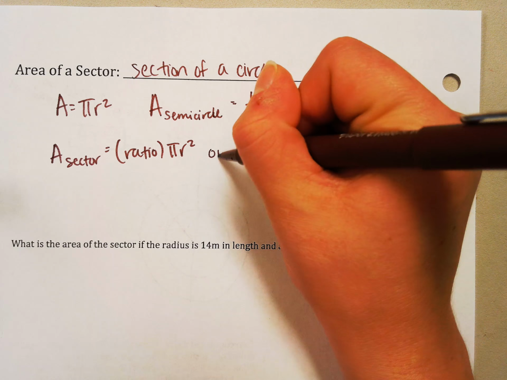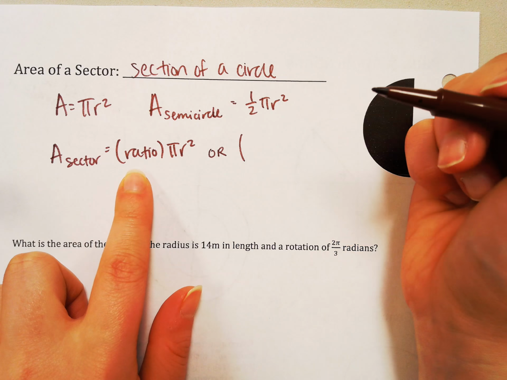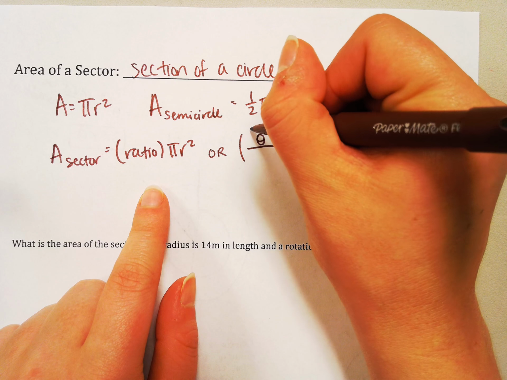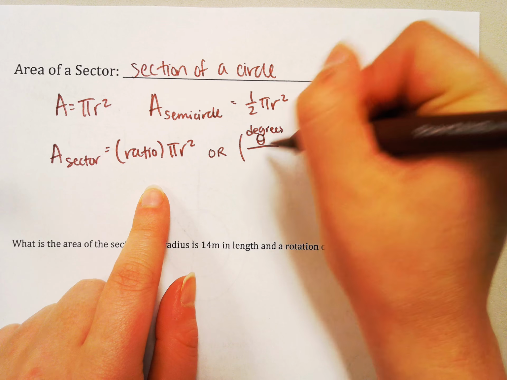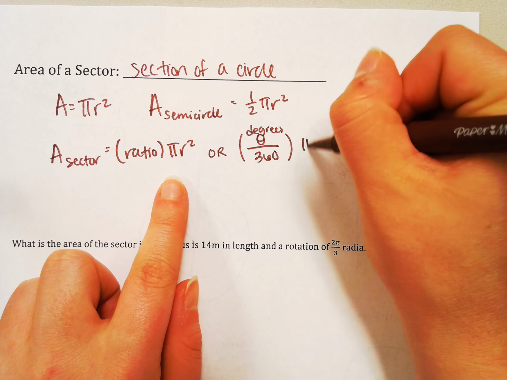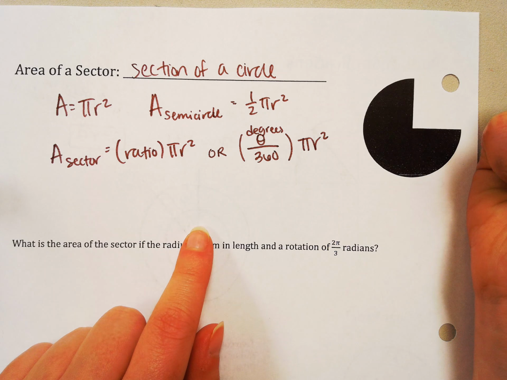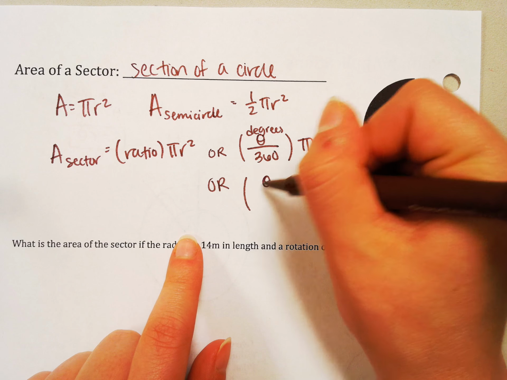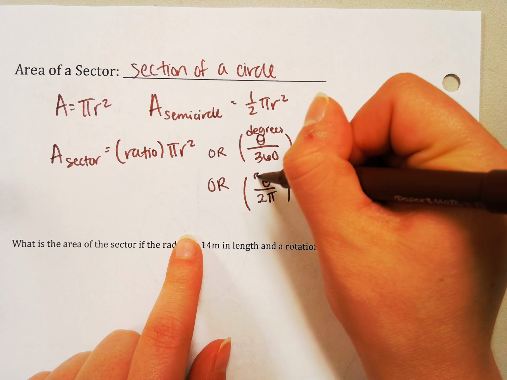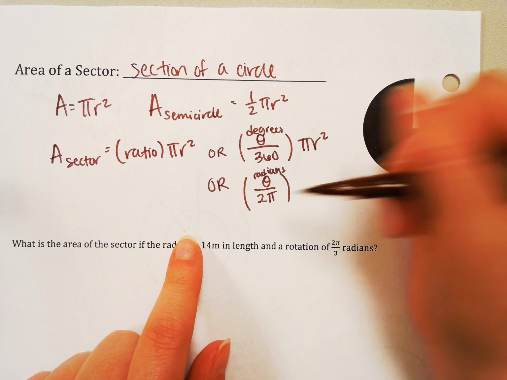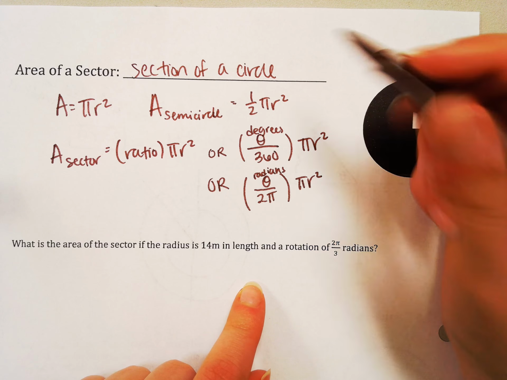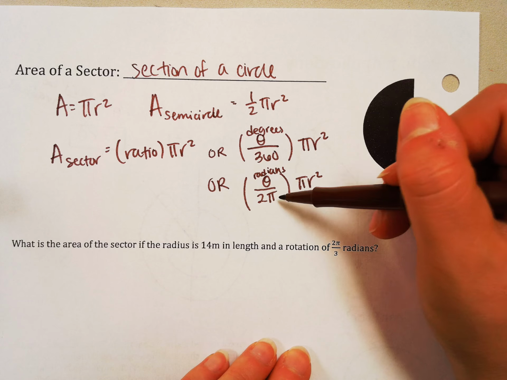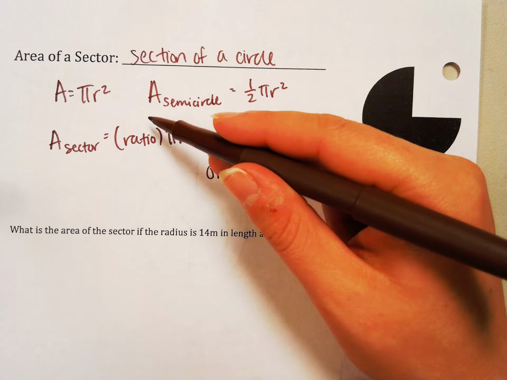So we could write this instead of a ratio of amount of a whole. Amount of a whole could be like some theta in degrees out of our entire whole, 360 degrees, times pi r squared. Or if I want to do this in radians, it'd be some theta out of 2 pi, because it's some measurement out of 2 pi, which is our entire unit circle or our entire 360 degrees. It's some part out of some whole. So same thing here, some ratio, some piece out of a whole.